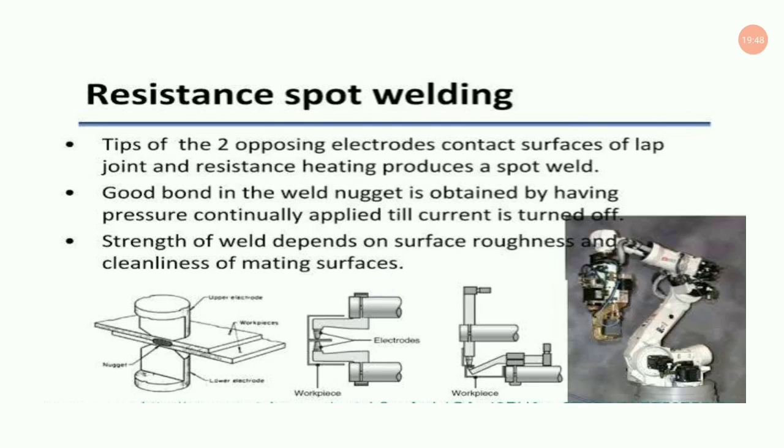Now coming to a different welding process, that is resistance spot welding. The tips of two opposing electrodes contact the surfaces of a lap joint, and resistance heating produces a spot weld. A good bond in the weld nugget is obtained by having pressure continually applied until the current is turned off. The strength of the weld depends on surface roughness and cleanliness of the mating surfaces.